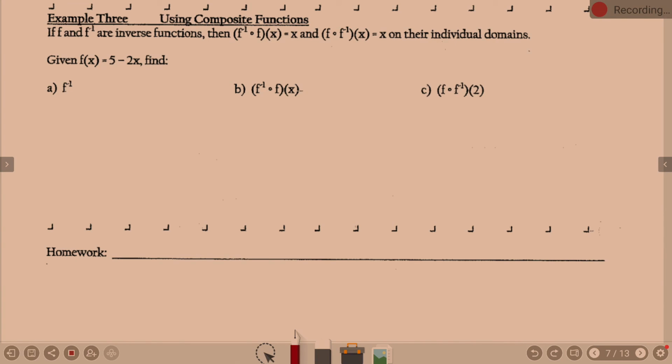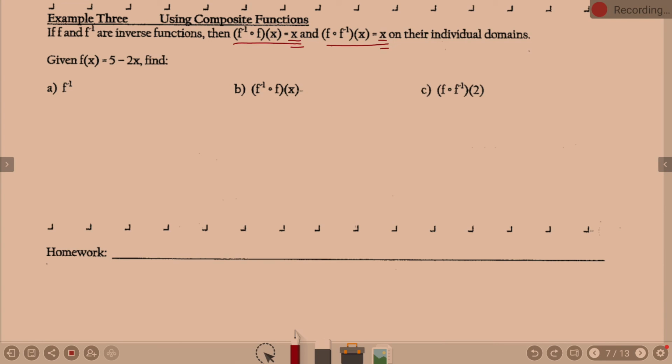Okay. If f and f inverse are inverse functions, then this right here is always true. Remember those compositions, like that f of g and g of f stuff I talked about? So f inverse composed with f and f composed with f inverse will always equal x every time. If a function and an inverse are truly a function and an inverse, they will always equal x.